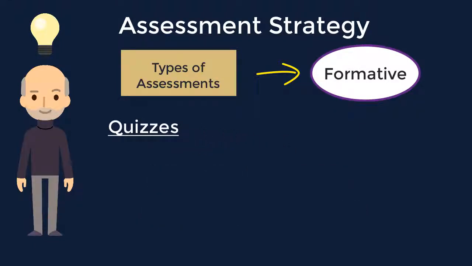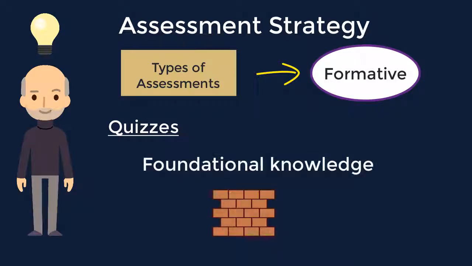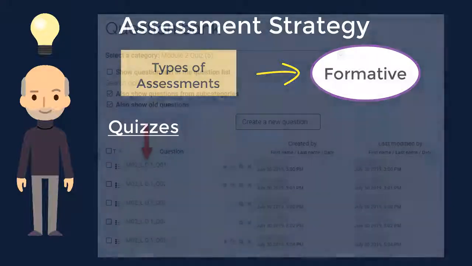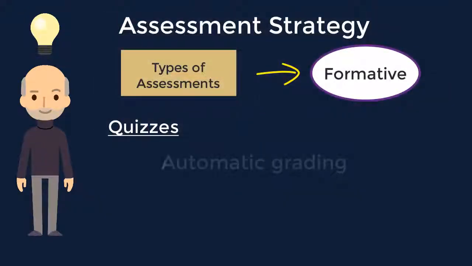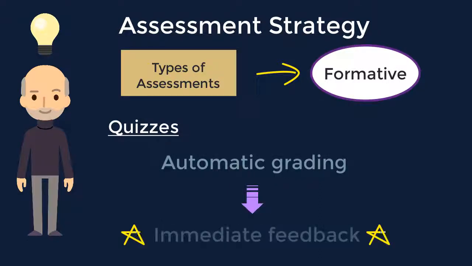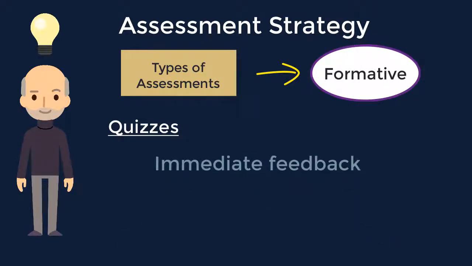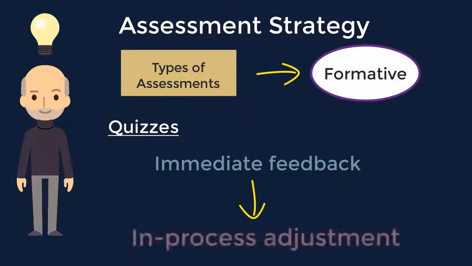Quizzes are considered formative because they test knowledge at a foundational level. Each quiz question should be tied to one or more module learning objectives. Automatic grading ensures immediate feedback without the need for instructor interaction. This immediate feedback is important to the formative aspect of the quiz. It contributes to in-process adjustment of learning and studying methods.